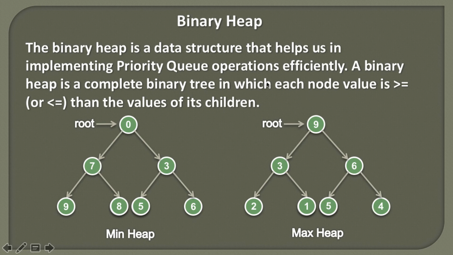Therefore, by this definition, a binary heap is a complete binary tree in which each node value is greater than or equal to, which is the max heap, or less than or equal to, which is the min heap, the values of its children. So here you can see the binary heap has two types, the min heap and the max heap. In the min heap, each node value is less than or equal to the values of its children. And in the max heap, each node value is greater than or equal to the values of its children. Moving ahead.